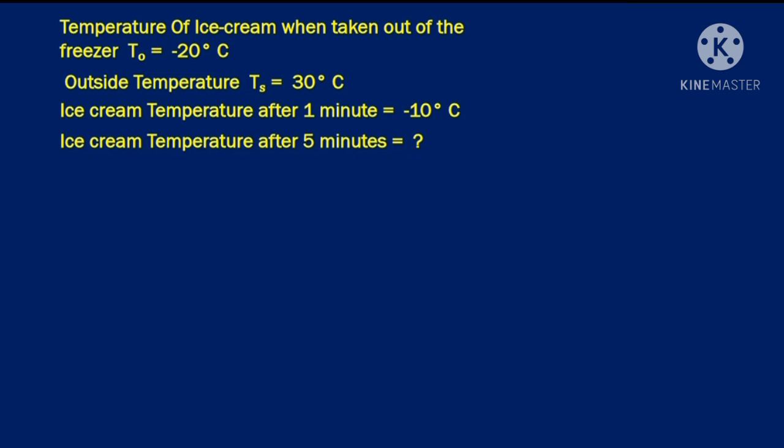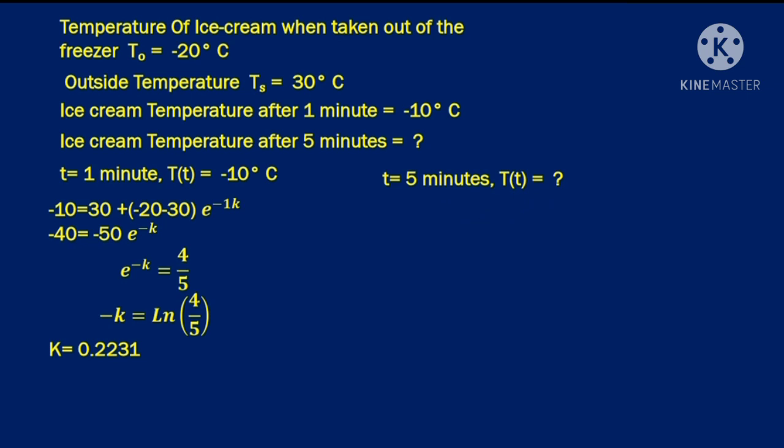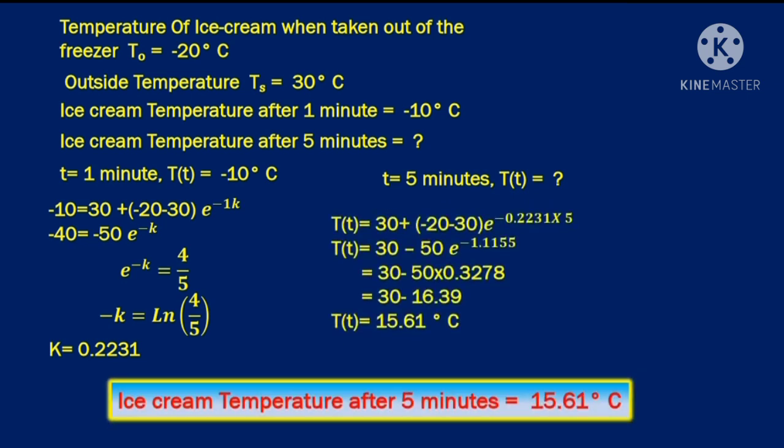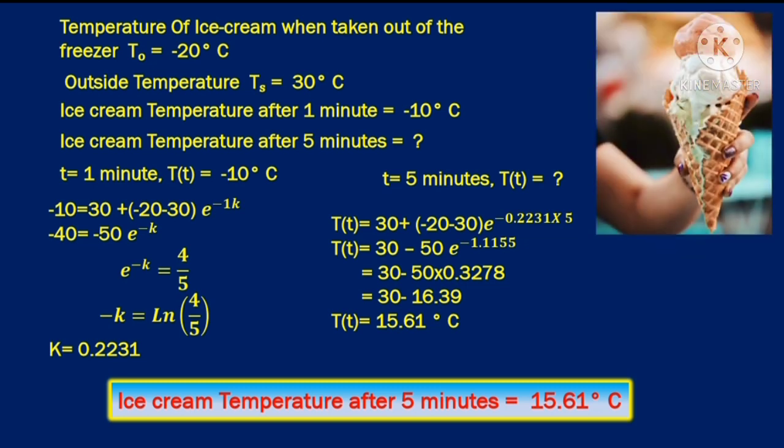Surely it has increased, but you can find out by how much using Newton's law of cooling. By doing these calculations, and friends, you'll come to know that the ice cream temperature after 5 minutes is 15.61 degrees Celsius, which means the ice cream is going to literally melt in your hands.